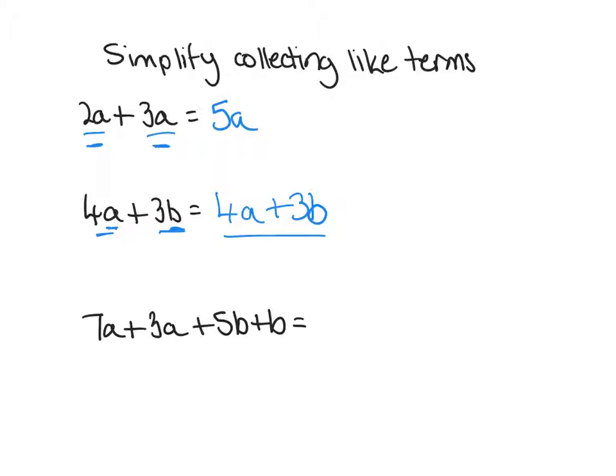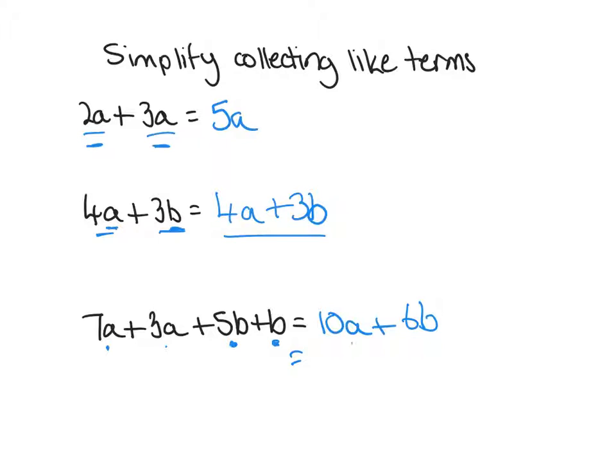Well, what about this bottom one here? Well, we have 7 a's here and another 3 a's here, which all together make 10 a's. And we have 5 b's here and another b here. So that is 5 b's plus another b, which is 6 b's. So that is as simple as we can make it.